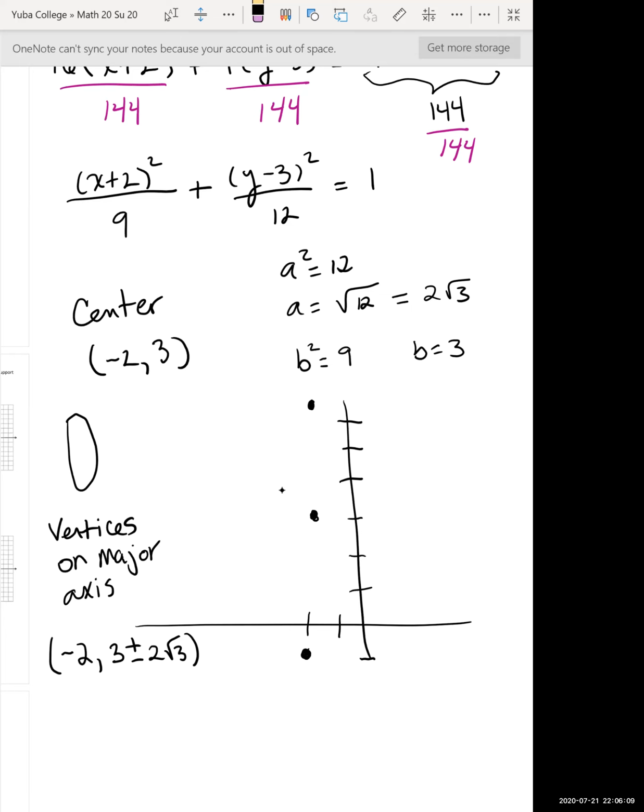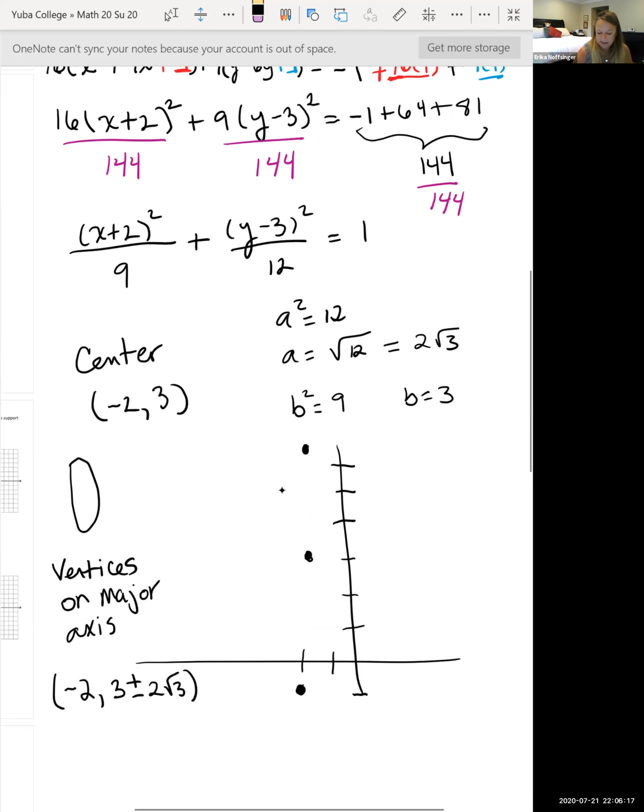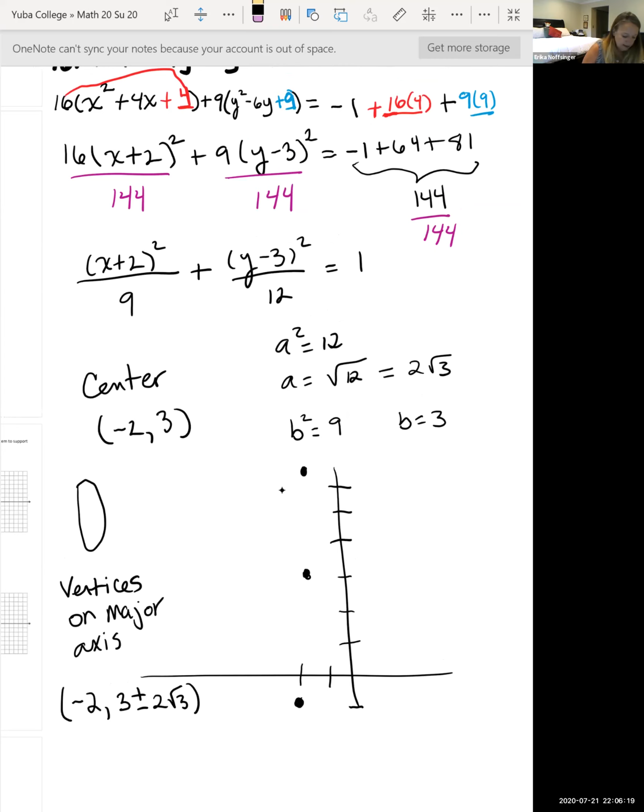How did you get 12? 12, because I needed to make this coefficient on the right-hand side 1. And so if you divide, is it not 12? Is it 16? It's 16, yeah. Okay, thank you. So 144 divided by 9. Well, that makes the number a lot prettier. So that's 16. Thank you.